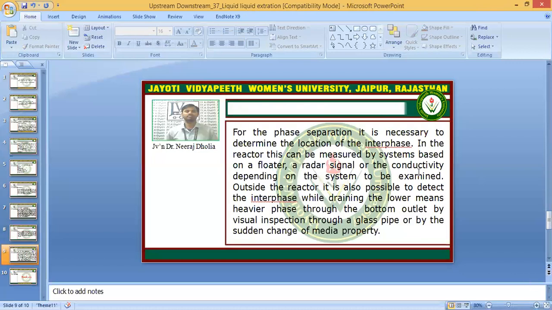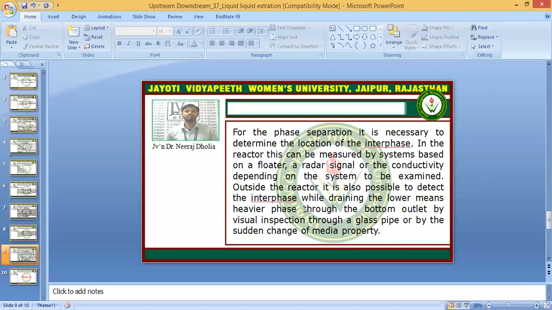For the phase separation, it is necessary to determine the location of the interface, and in the reactor this can be measured by a system based on a floater or a radar signal. So these are the things which can tell you that the interface is established. Use the floater, radar signal, or conductivity depending on the system to be examined. Outside the reactor, it is also possible to detect the interface while draining the lower, meaning heavier, phase through the bottom outlet, by visual inspection through a glass pipe or by a sudden change in a media property.